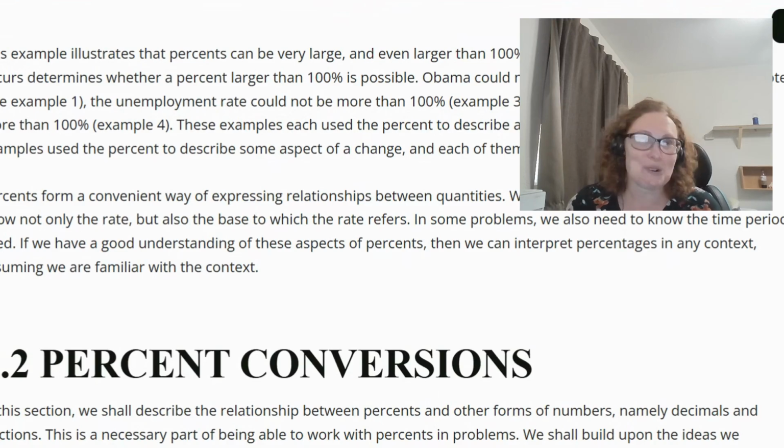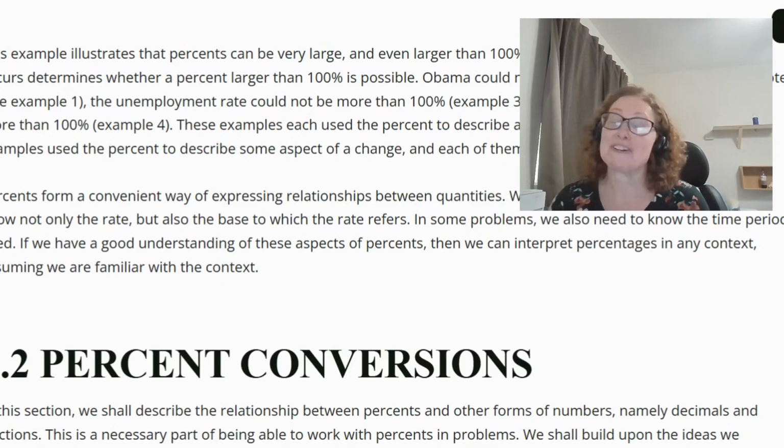So Obama could not have made more than 100% of the vote. Well, unless you see all that they talk about voter fraud, then that's possible. The employment rate can't be more than 100%. It's just not possible. And the chance of rain couldn't be more than 100%. Even in those places where it's humid and rainy all the time, it's not possible. But there are still examples when you would have rates over 100%. So that's the first section.